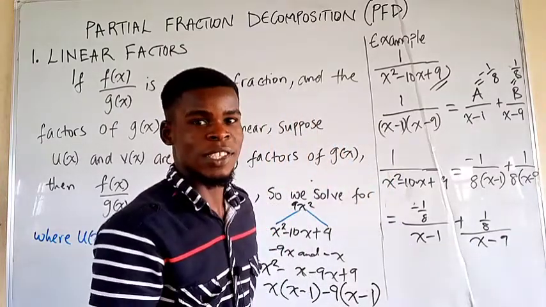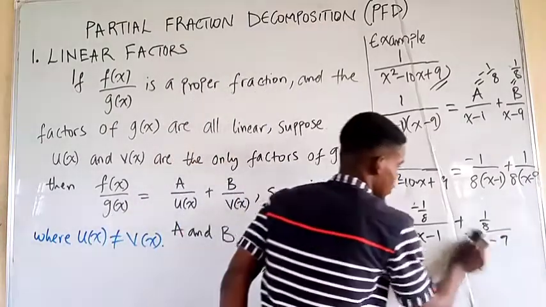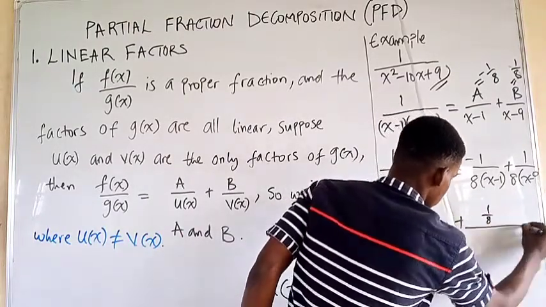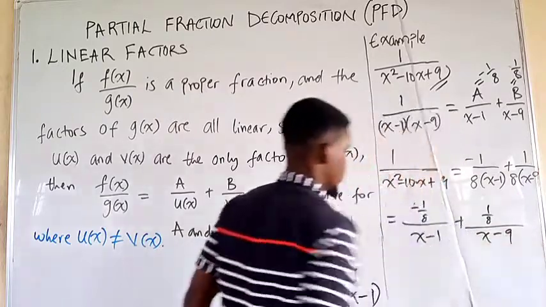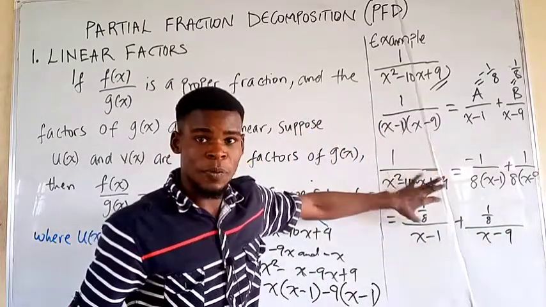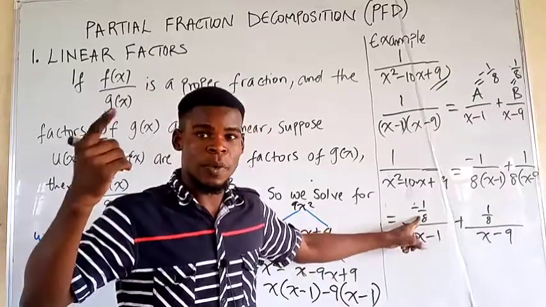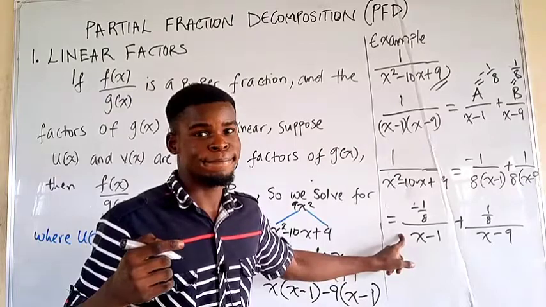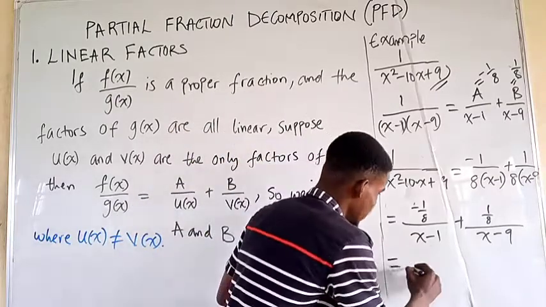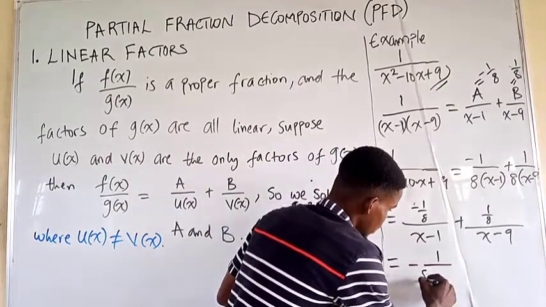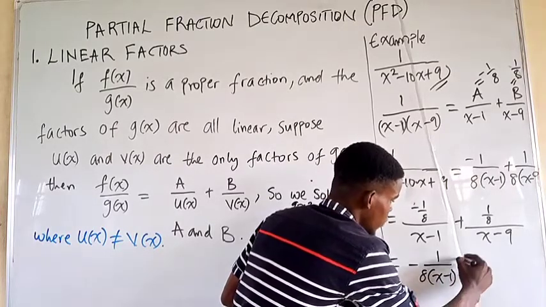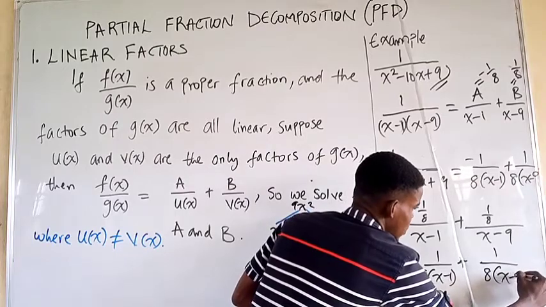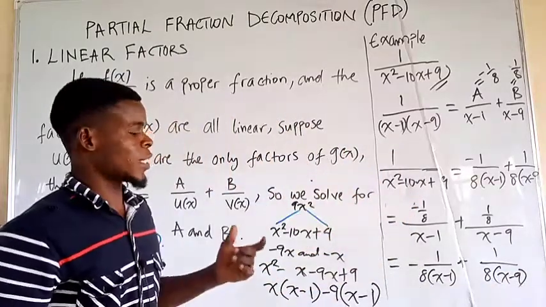Okay, so my fractions are not balanced. Let me make it balanced. You have a fraction at the top. In fact, this denominator of the numerator will come down to the numerator of the denominator. So this is going to be negative 1 over 8 times x minus 1 plus positive 1 over 8 times x minus 9. Okay, so that's the end of our example number 1.